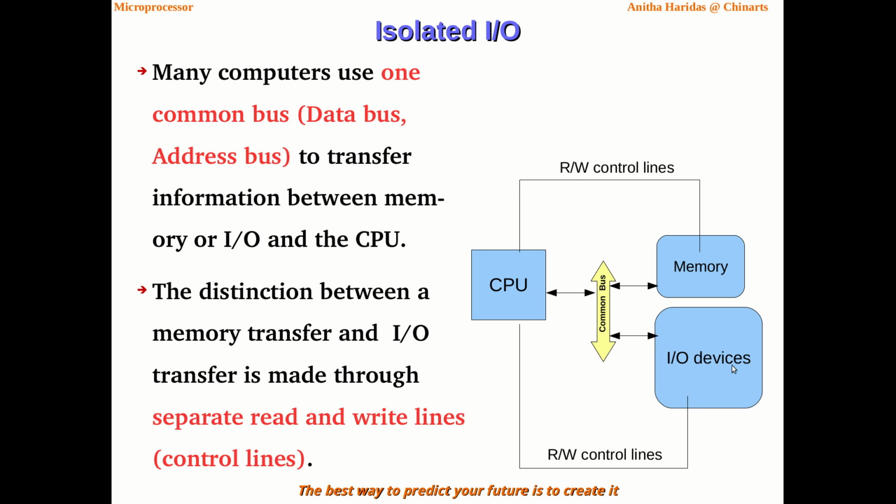The same way, if the CPU wants to communicate with the input output devices, these control lines will be enabled. So the distinction between the memory transfer and the input output transfer will be made through these separate lines. So if the CPU wants to communicate with the memory, these lines will be enabled and this line will be disabled. The same way, if the CPU wants to communicate with input output devices, these control lines will be enabled and these control lines will be automatically disabled, so that it can communicate with the preferred device.